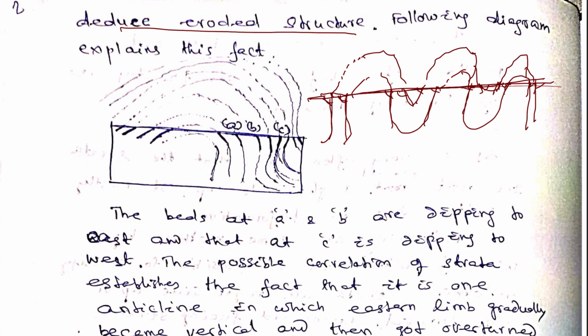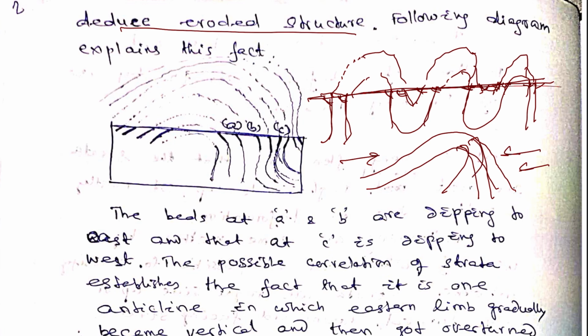So dip and strike data are taken into account and are correlated to see whether a limb is right side up or is overturned. Here it is a case of compression. If the compression is more, it will gradually become vertical. If the compression is further more, it may get overturned. So here the bed has been overturned. This fact we can determine if we correlate the dip values and try to deduce the major structure.